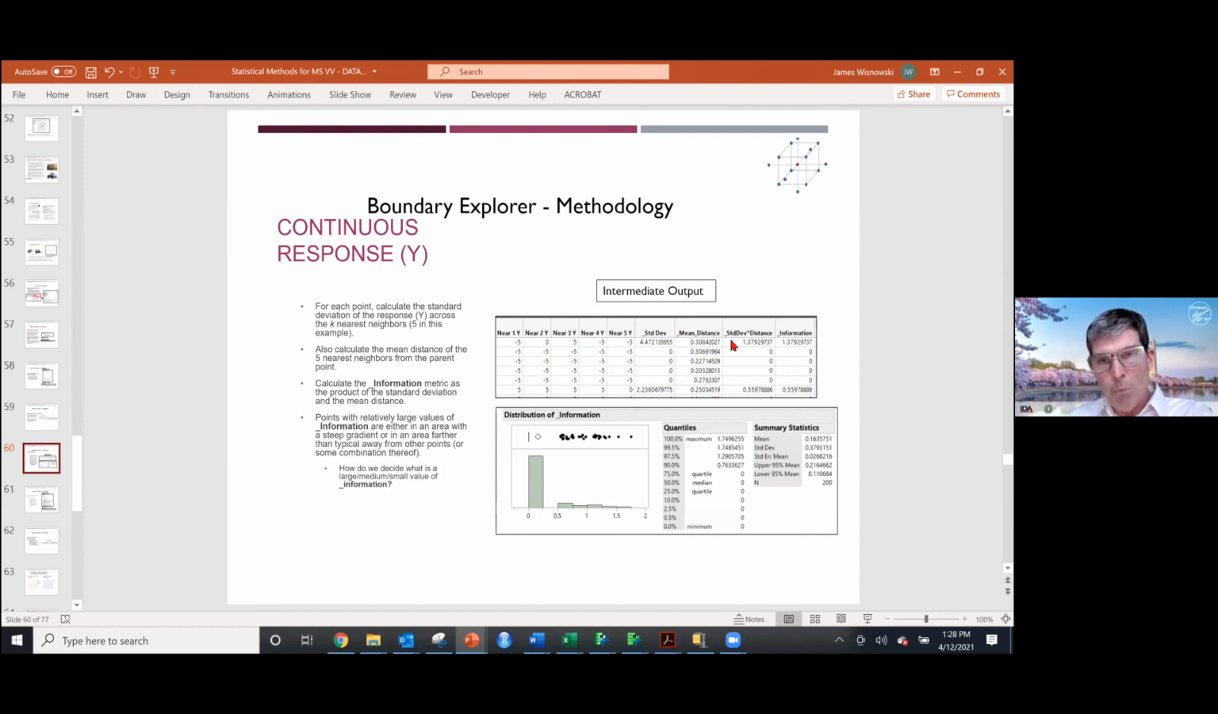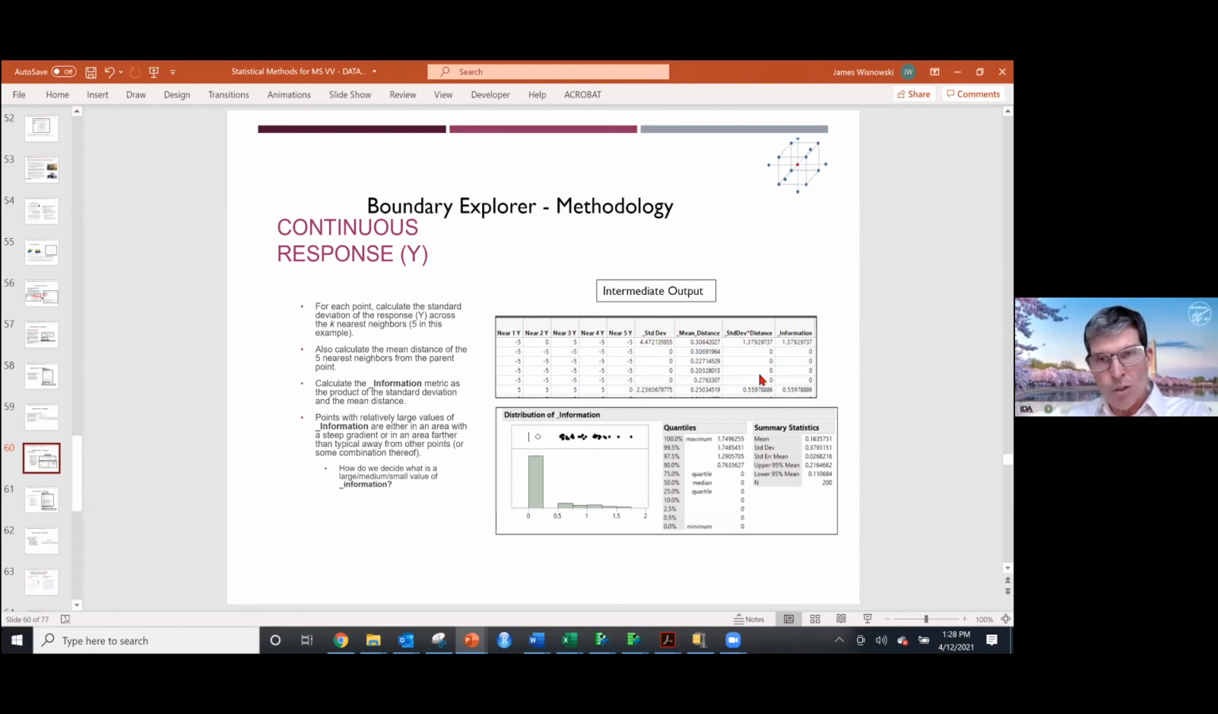And if I multiply them together, I get an information number, which then allows me to find out where the ones that are most different are. Where are responses most different amongst those 5 nearest neighbors? Those are going to be the ones with the highest likelihood of being near the gap or actually near the boundary. So you can see these middle runs here, their responses are all -5.